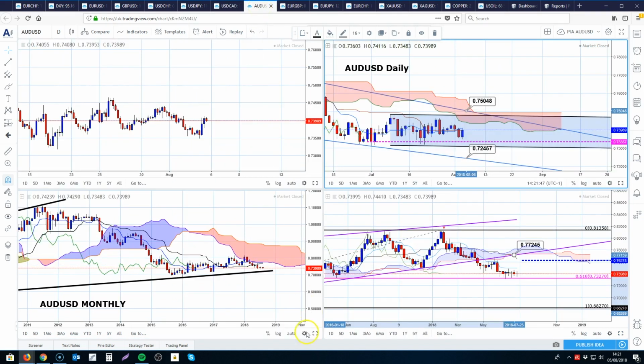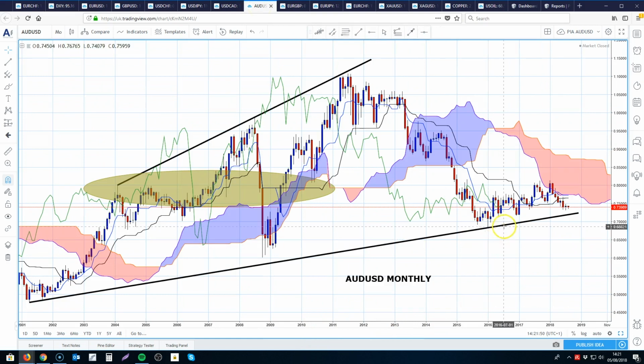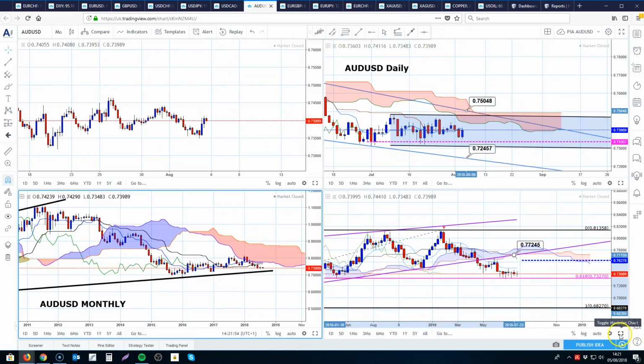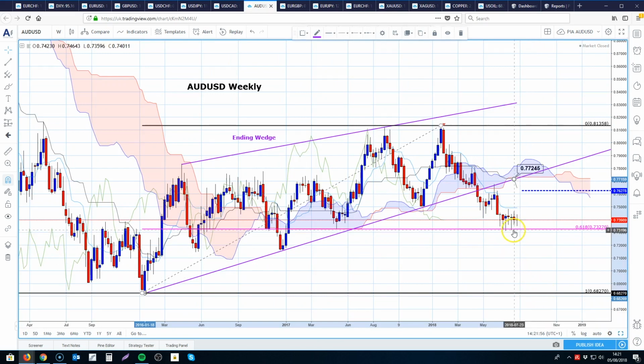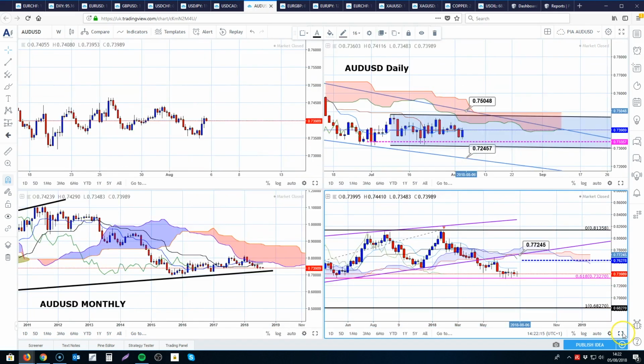Aussie dollar, the monthly chart highlights a prolonged period of consolidation inside a wedge formation. The weekly chart highlights consolidation really at the 61.8% pullback level at 73.27. To the upside, we've got bespoke resistance at 76.28, and then this trend line resistance around about 77.25.